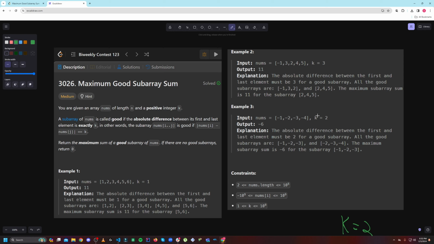And in the third one, you want a difference of 2. So here are some good subarrays. You can see it's negative 1, negative 2, 3, or negative 2, negative 3, 4, and the maximum subarray sum is negative 6. So you do want to include any sum you find. If the sum is negative, you still want to include the best one. You only want to return 0 if you didn't find anything at all.